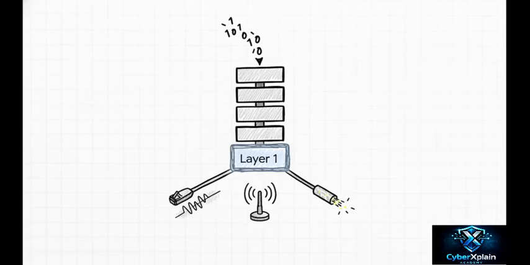And finally, we're at the bottom, Layer 1, the physical layer. This is where it all gets real. We're talking about the actual hardware. The cables, the fiber optics, the Wi-Fi radio signals. This layer takes the digital ones and zeros and converts them into physical signals, electrical pulses, light waves, whatever, to actually transmit them over the wire or through the air.